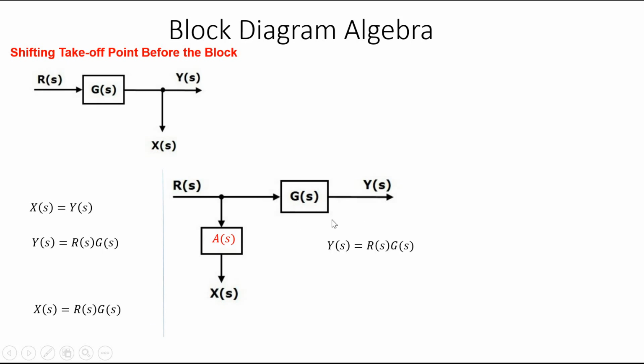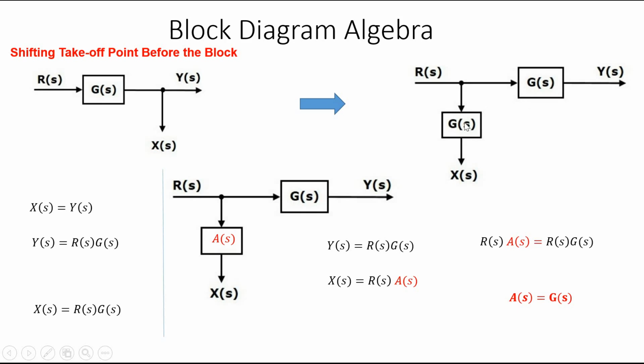So again, from this figure, y of s is r of s into g of s, and x of s is r of s into a of s. So we can equate these two. So r of s into a of s becomes r of s into g of s, or a of s will be equal to g of s. So if you are shifting this point to here, we have to multiply by g of s.